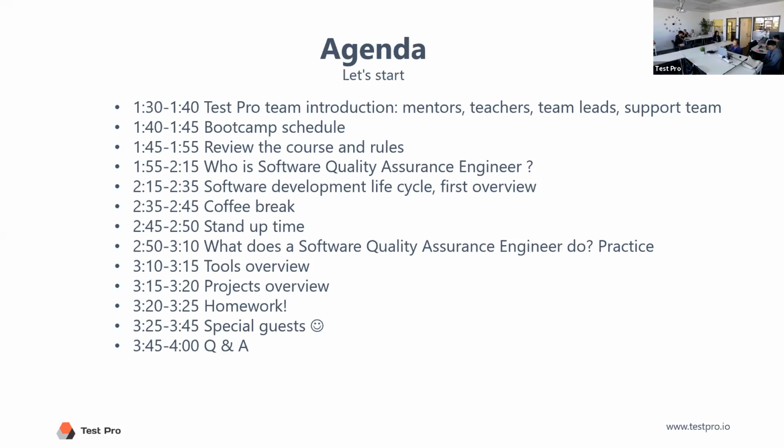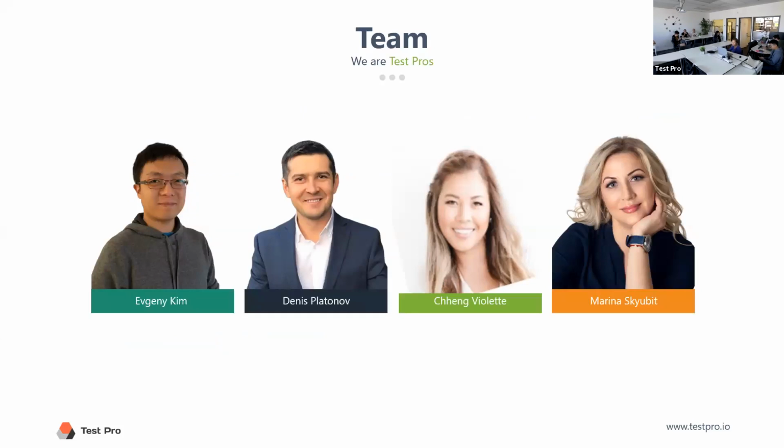Once we come back from our coffee break, we're going to do a quick stand up, and we'll get everybody familiar with that whole concept. After that, what does a software QA engineer do? We're going to do a quick practice. We'll look at the tools overview after that, some of the different projects and a homework, and we'll introduce some special guests. And we always have time for some questions and answers. So without further ado, we are going to start with the team.